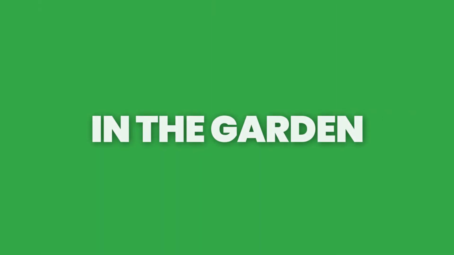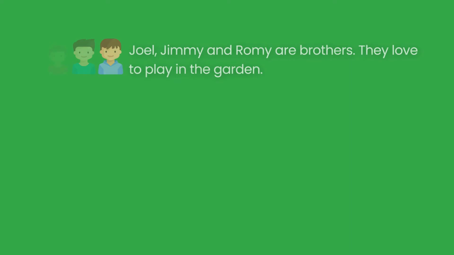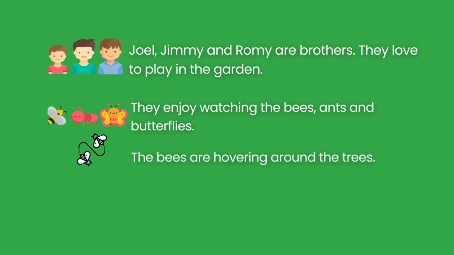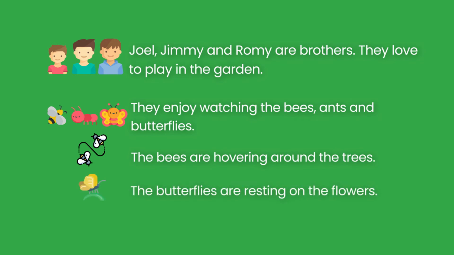In the garden, Joel, Jimmy, and Romy are brothers. They love to play in the garden. They enjoy watching the bees, ants, and butterflies. The bees are hovering around the trees. The butterflies are resting on the flowers. The ants are crawling on the ground.